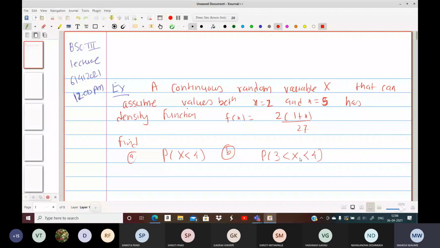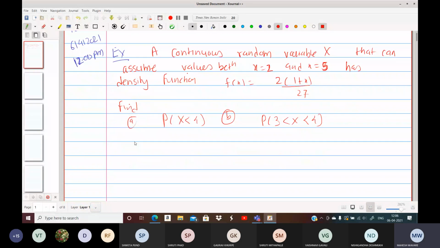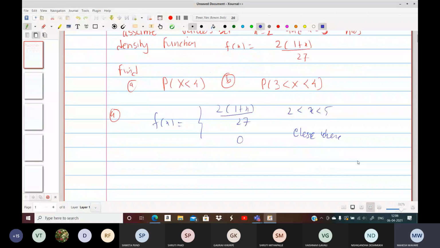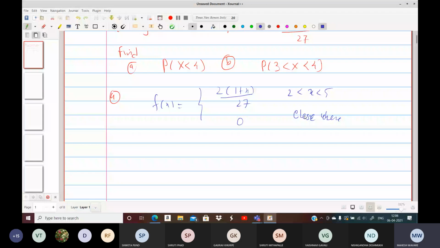So this is the probability distribution function. I write the function first. f of x is 2 into 1 plus x divided by 27 when x is between 2 and 5. Elsewhere it is 0. So this is the probability function that we can check easily. It's better to find the probability for x less than 4.